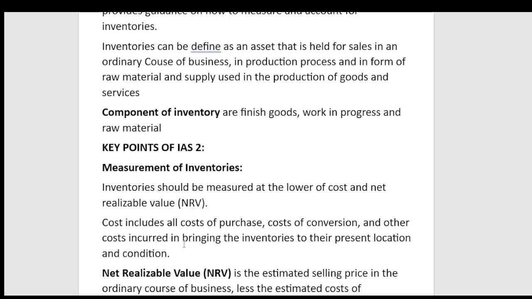Now, let me just explain this. I will give a detailed example of it again. You purchase an inventory for 5,000, right? Then the net realizable value, maybe you purchase the inventory today and you want to sell that inventory, and you find out that the inventory has reduced. The value of that inventory has reduced from 5,000 to 4,000.